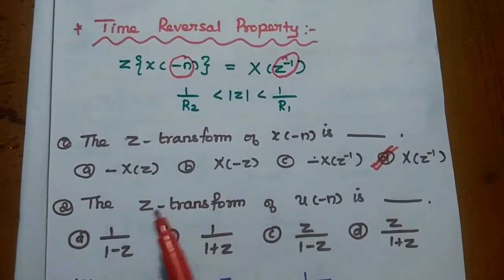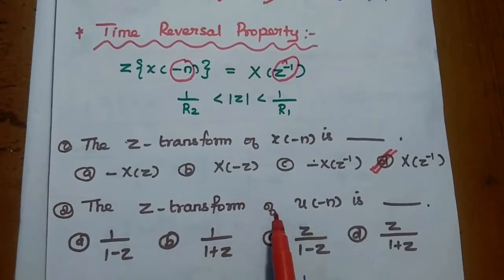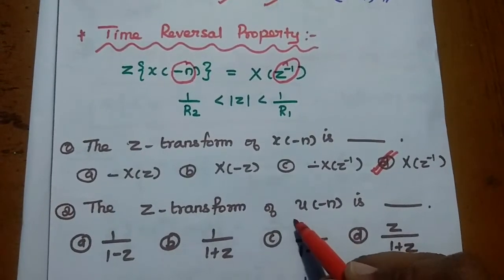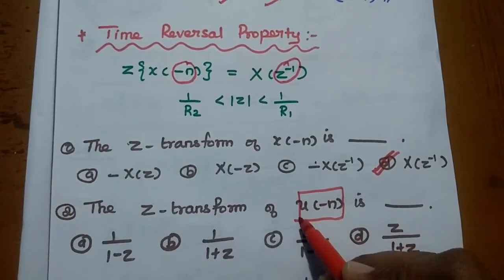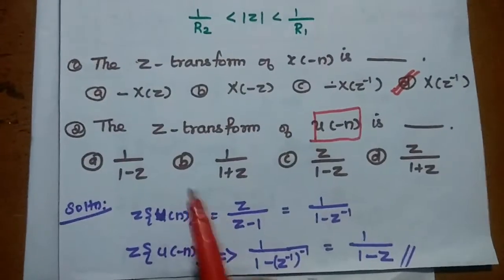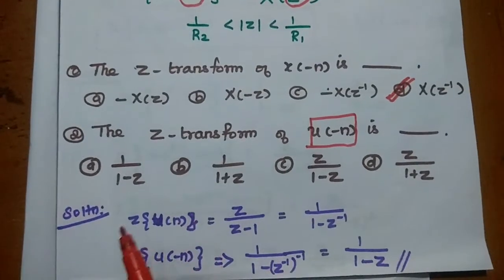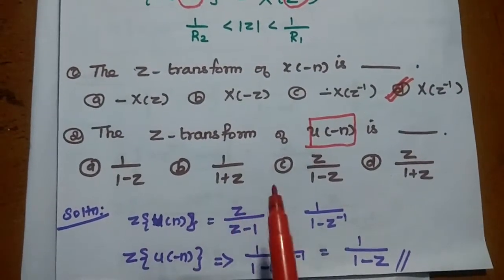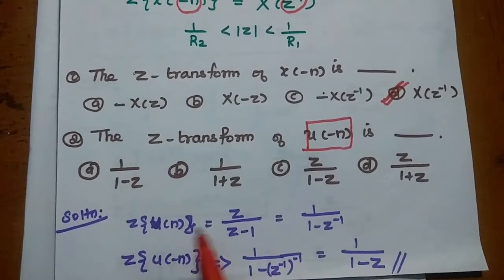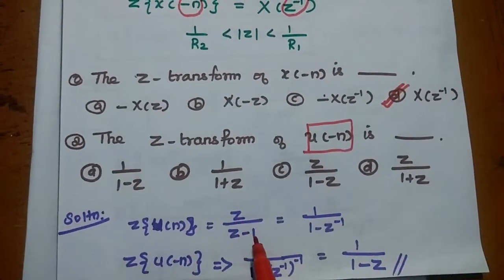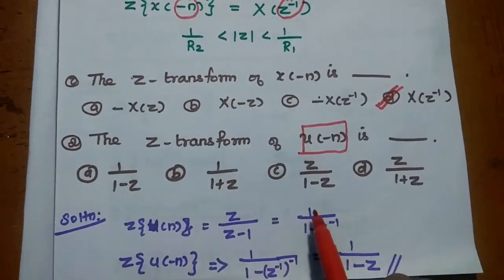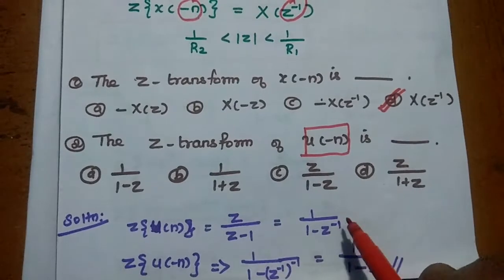So the next one, the Z transform of u of minus n. This is the question. We are going to find out the Z transform of u of minus n. Here there are 4 choices given, correct? So we are going to find out which one is correct. Here we know that the Z transform of u of n is equal to z divided by z minus 1. So that can be written as 1 divided by 1 minus z inverse.